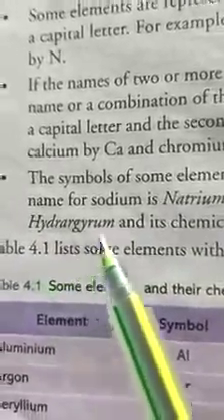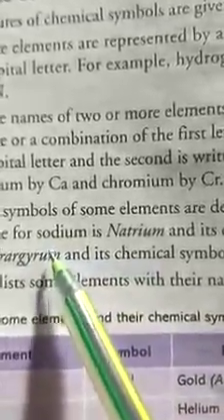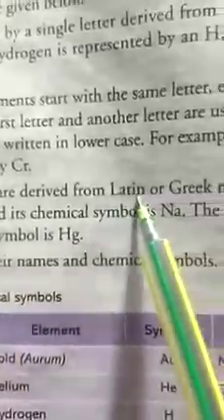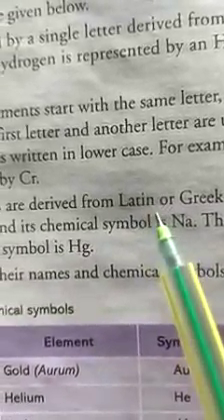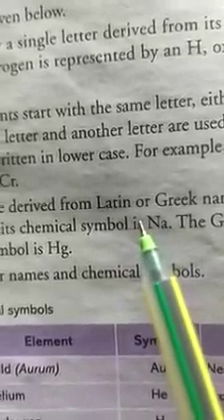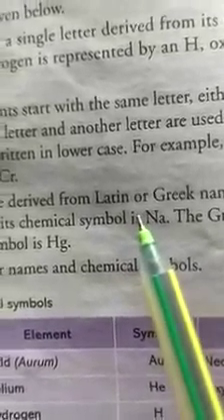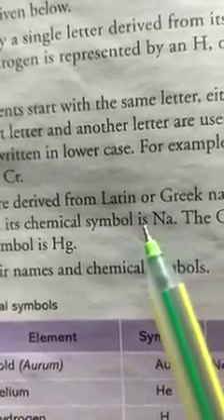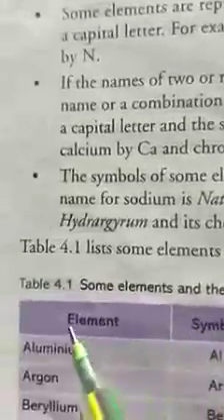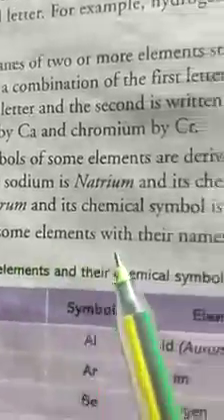Dear students, the symbols of some elements are derived from their Latin or Greek words. For example, Fe is the symbol of iron. What is its Latin name? Ferrum. Copper is Cu, derived from the Latin word cuprum. Same with gold, Au for gold, and its Latin name is? Aurum. So dear students, now you understood.